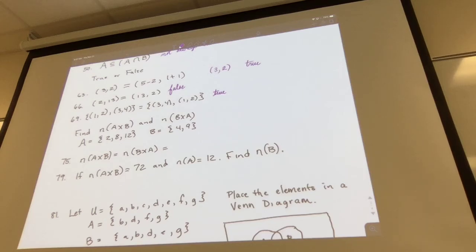Cardinality. Next we're going to do cardinality. If you're given set A and set B, for number 75 it wants the cardinality of the Cartesian product. First of all, let's do some scratch work. What's the cardinality of A? 1, 2, 3 elements. What's the cardinality of B? 1, 2 elements. So the cardinality of a Cartesian product, you just multiply those two. So 3 times 2 is 6.